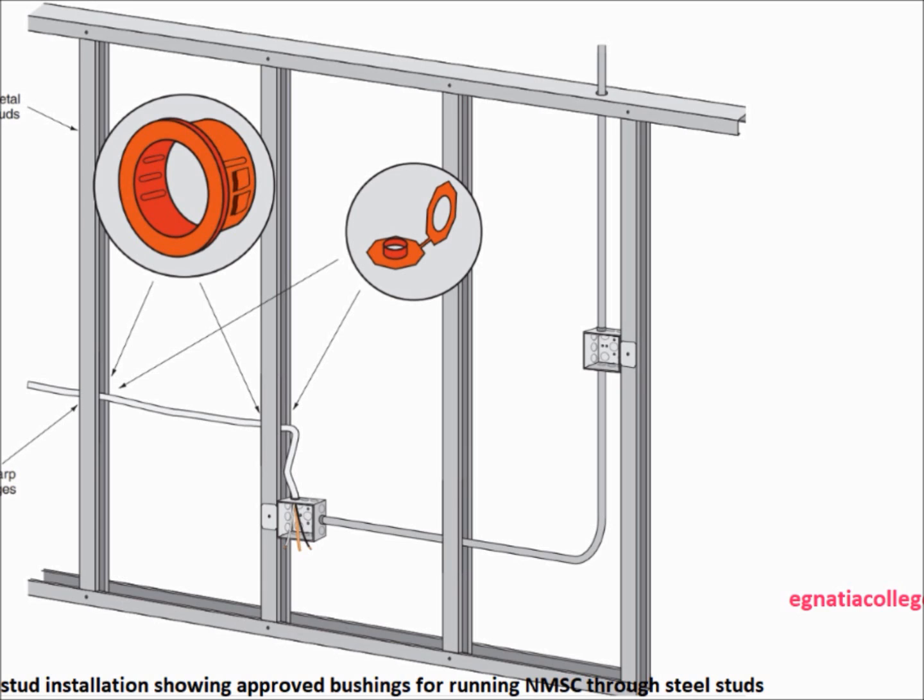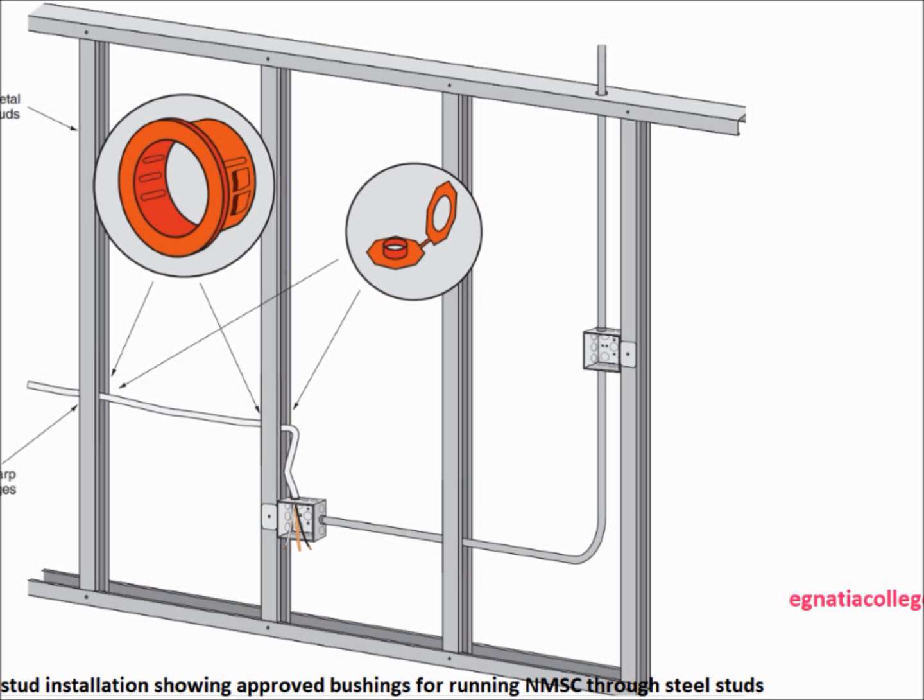Steel studs do not provide as much support as wooden studs, therefore, extra support must be provided to prevent movement of the box after the drywall has been installed, Rule 12-30-10. When running NMSC through metal framing, you must protect the cable from mechanical injury by an approved insert where it passes through a framing member, Rule 12-516.